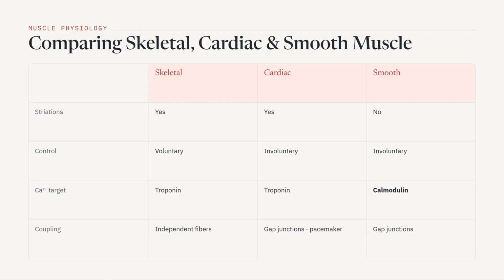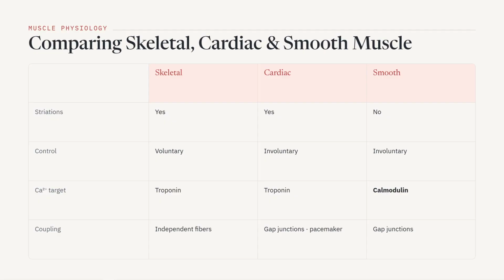Let's close by pulling the 3 muscle types back together. All 3 contract by the same cross-bridge mechanism, but they differ in revealing ways. Skeletal and cardiac muscle are striated, smooth is not. Skeletal is voluntary. Cardiac and smooth are involuntary. The most important difference is the calcium target. In skeletal and cardiac muscle, calcium binds troponin, the mechanism we spent this lecture on.